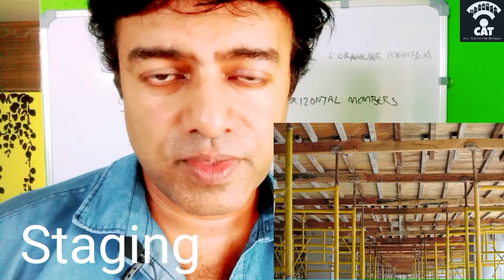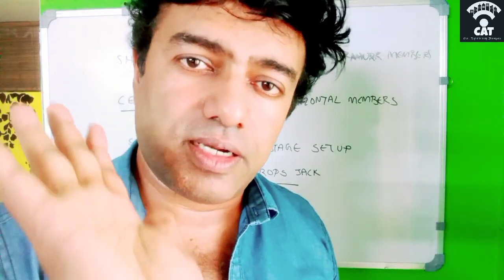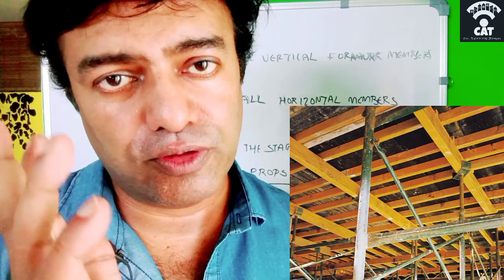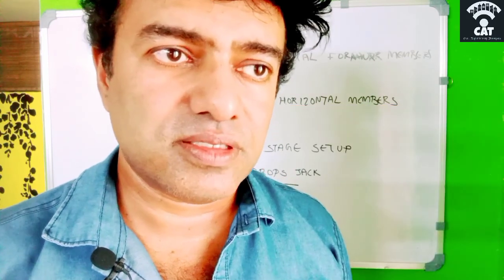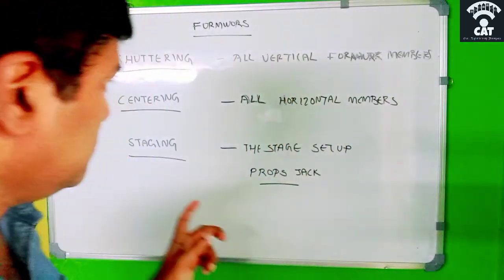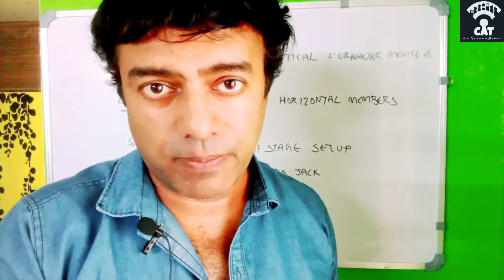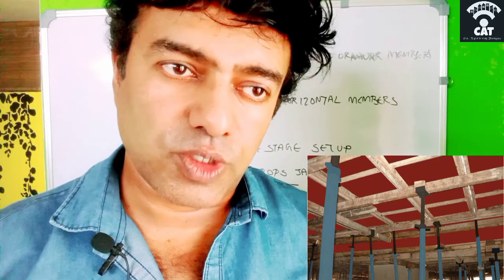Staging involves the prop jacks, the supporting props, those long stick-like things at certain intervals. Whatever takes the load of all these things and converts that force into the base is called staging. Just think that staging is actually the stage which takes the whole load of this formwork. The prop jack is the thing which takes the whole load, along with the span in between the props. You have seen that. So this part is called staging.